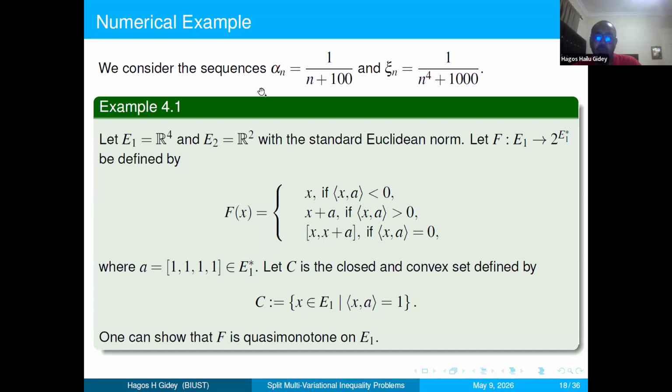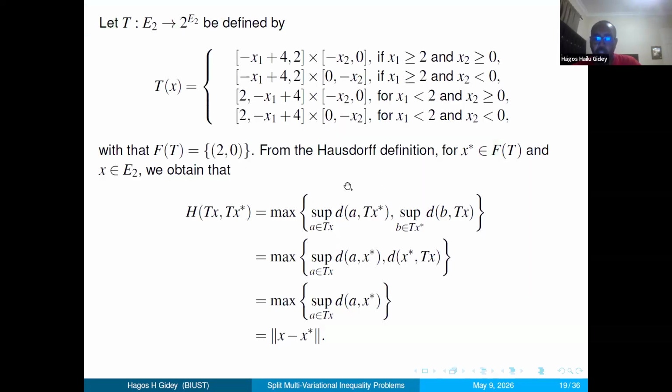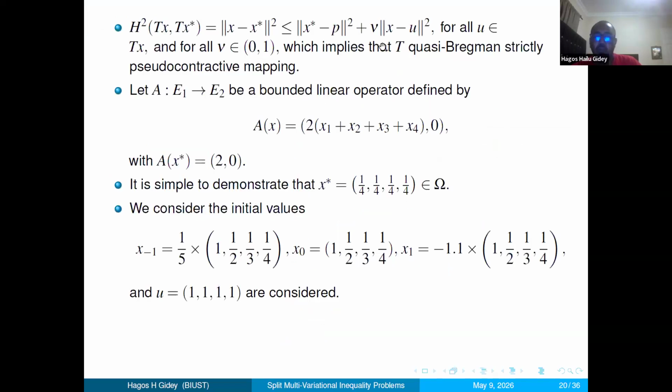And we define T to be this one. It's set valued. And we define the Hausdorff metric and we get this one, which means T is a quasi-Bregman strictly pseudo-contractive mapping. And we consider this A to be a bounded linear operator. And the fixed point of T is 0. And this x star is a solution set in omega. And then the iteration with those initial values converges to this x star.